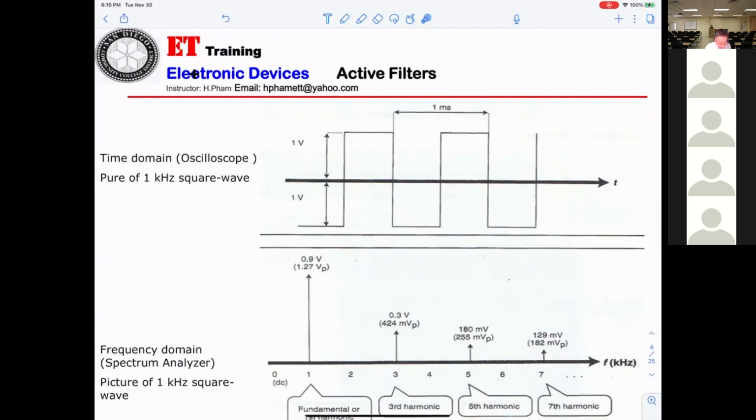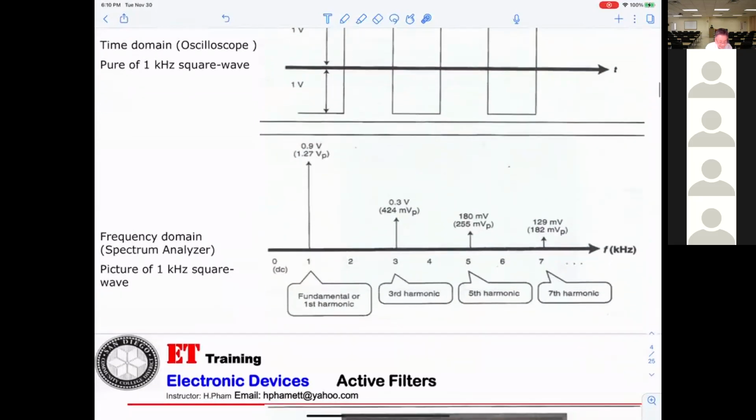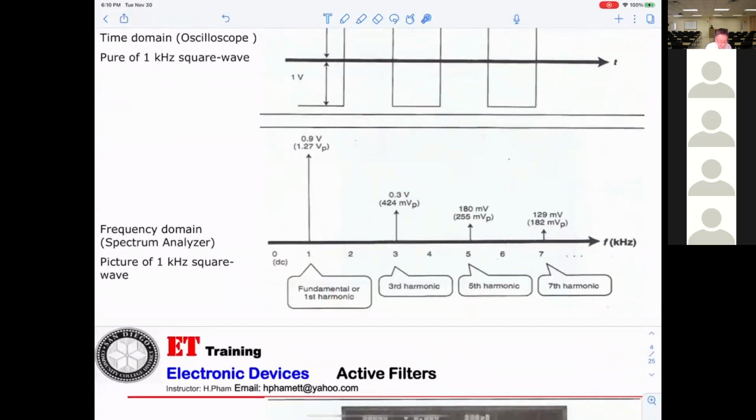In here, they say fundamental, 1 kilohertz. Third means maybe 3 kilohertz. Fifth, 5 kilohertz. And keep going.